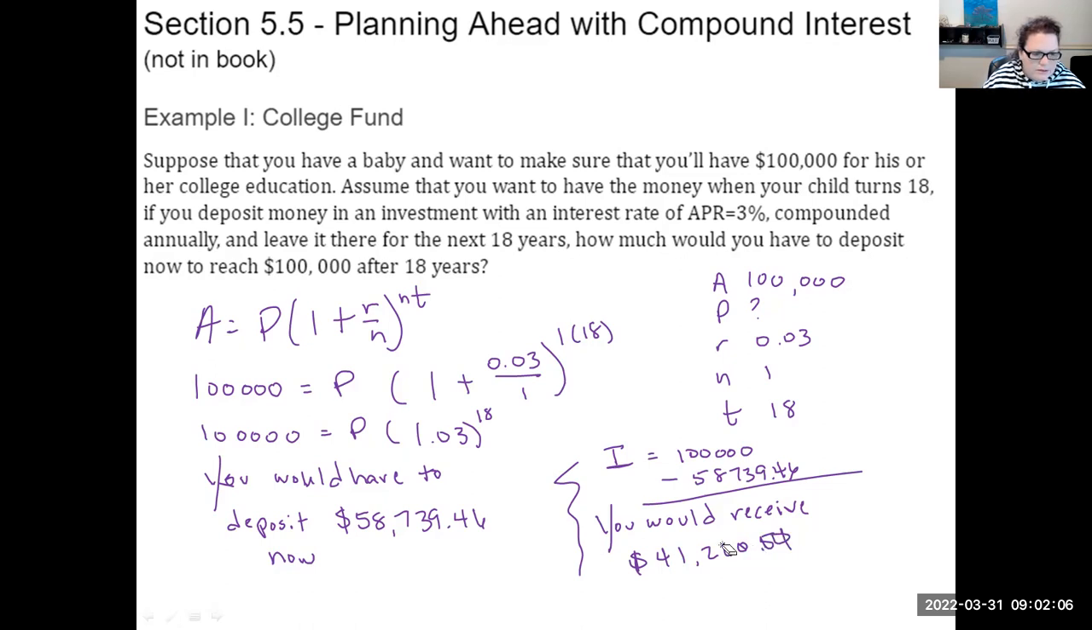Let's make this a little nicer. $41,260.54 in interest, and that is over 18 years. Because it's 3%, a lot of the time you want to look at it doubling every 10 years. That's probably the best option. It's not happening with this, but okay.